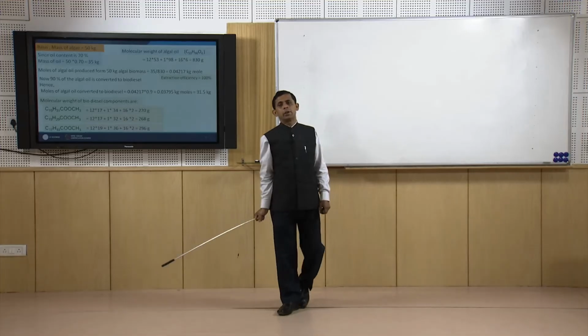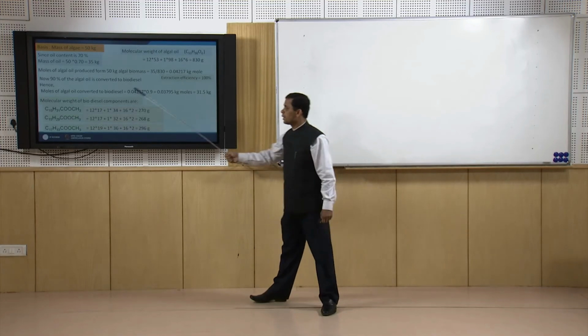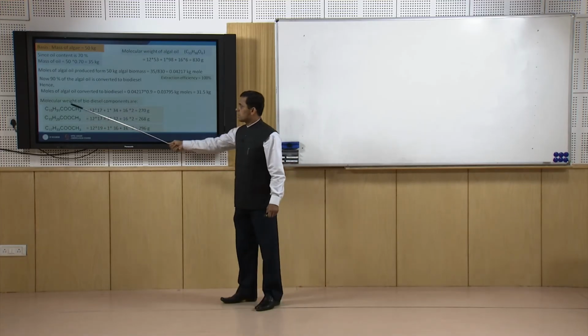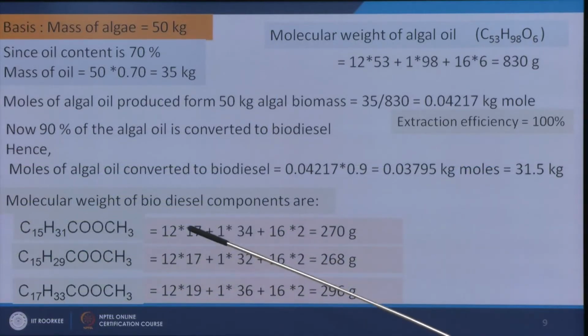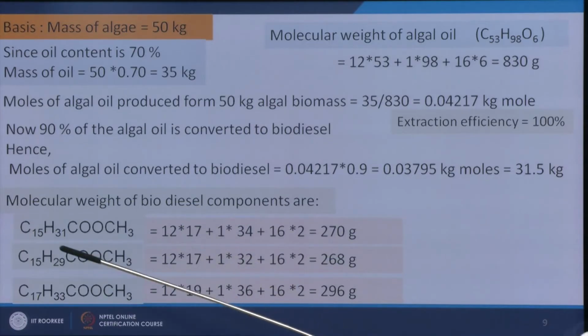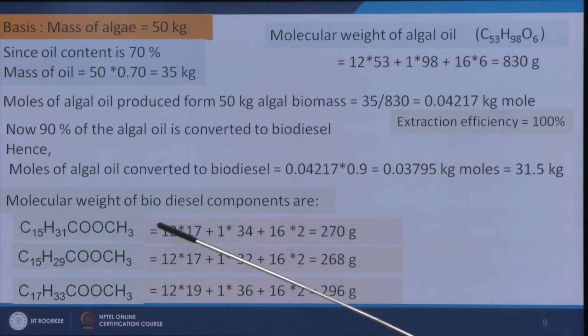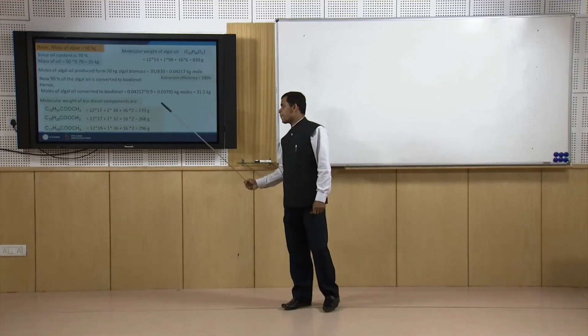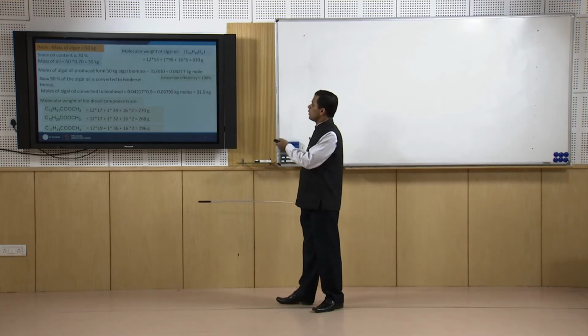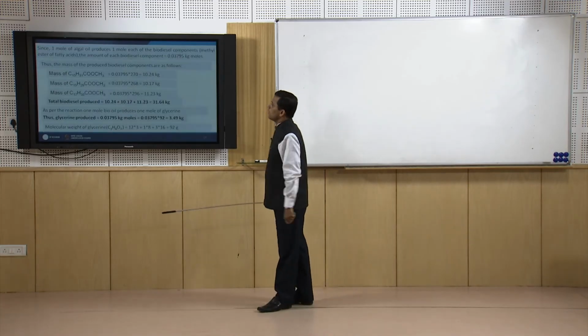Now, we will see the molecular weight of the biodiesel components. We have 3 components here, the methyl esters of these 3 acids. For the first one, 17 carbon: 17 into 12 plus 1 into 34 hydrogen and then 16 into 2 oxygen. So, it is 270 gram. Similarly, for this we are getting 268 gram and for this we are getting 296 gram. So, these are the molecular weights of these biodiesel components.